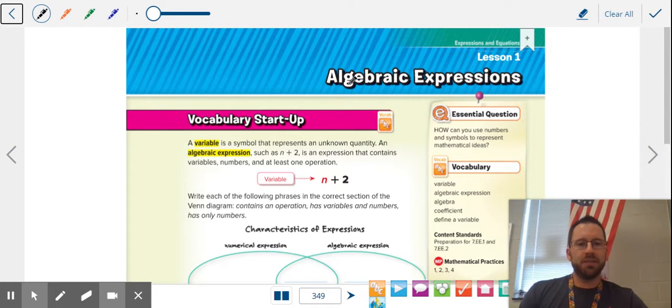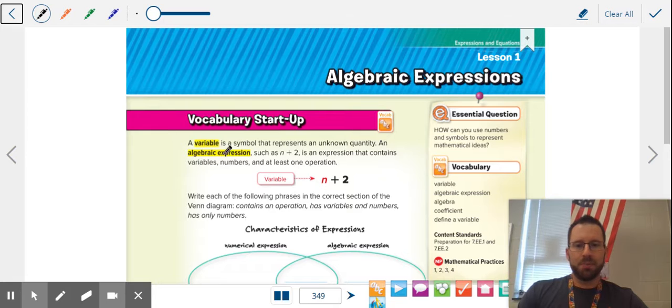Today's topic is algebraic expressions. So we're going to start off with some vocabulary. We have here our first term, which is a variable. All a variable is a letter or a symbol that replaces a number. The most common variable is x, but you can use y, z, a, b, whatever. And later we're going to talk about why you would choose certain letters over others.